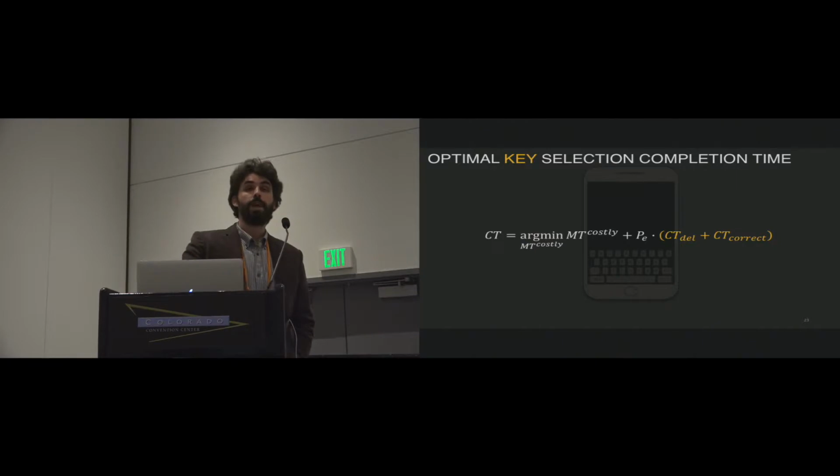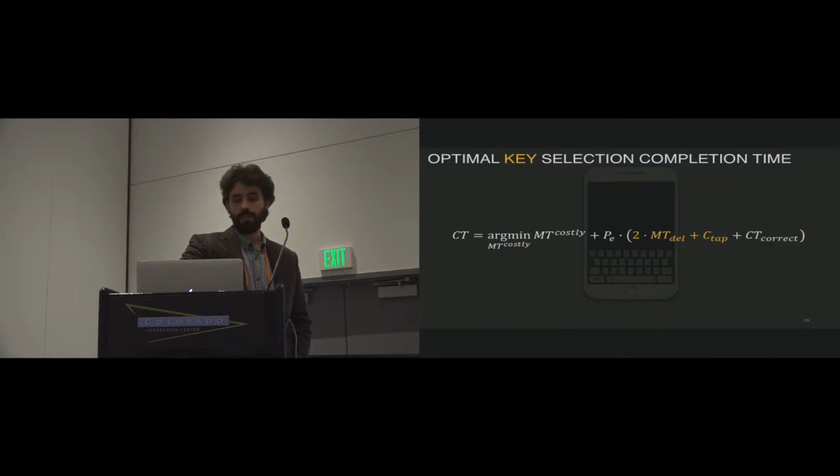So now we can express that cost, but also we can calculate the upper bound on the cost of moving to the delete key, in which we consider the movement time, the costly movement time to the delete key, but also this parameter, which we call C-tap, which is any additional taps that the user might have to press on the delete key because of making these continuous errors and entering more characters while trying to press on the delete. And now with this, we can solve this optimization problem to estimate the optimal key selection completion time.